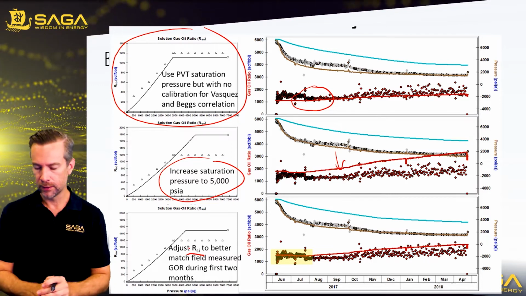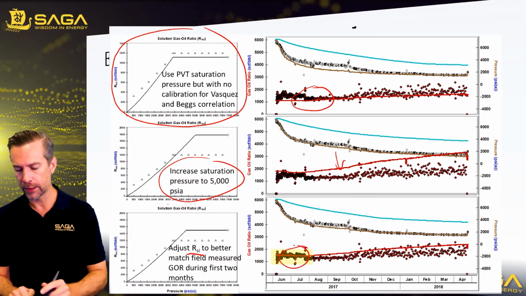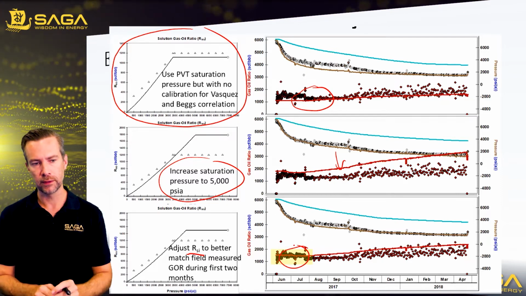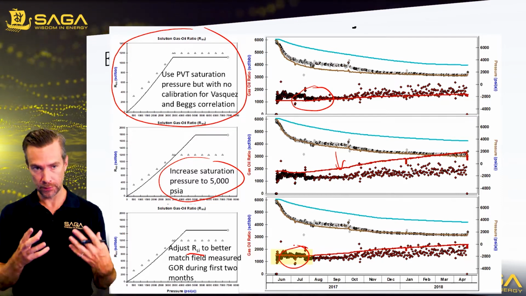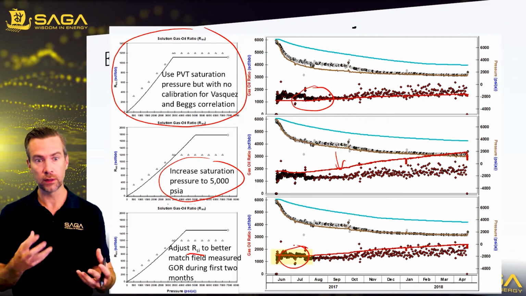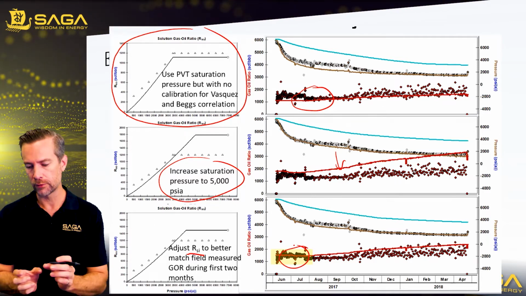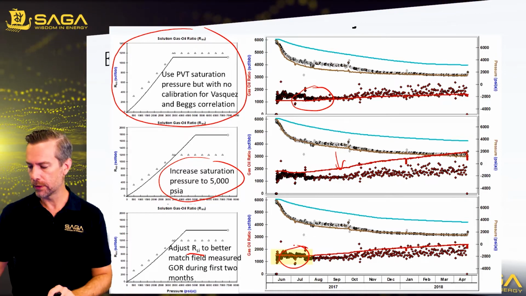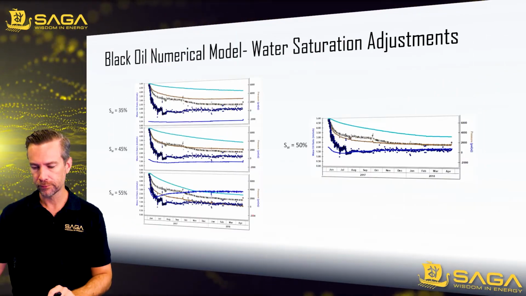If we adjust that, we can get a better early-time match. These are little things that we might have to fiddle with, right? Especially if we don't have a laboratory PVT analysis, we might not even know what that saturation pressure is. So we may have to come into it through calibrating this empirical correlation.